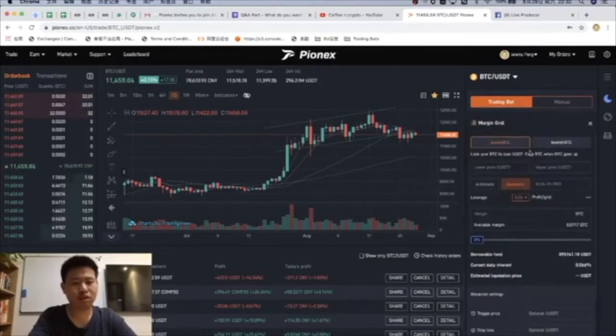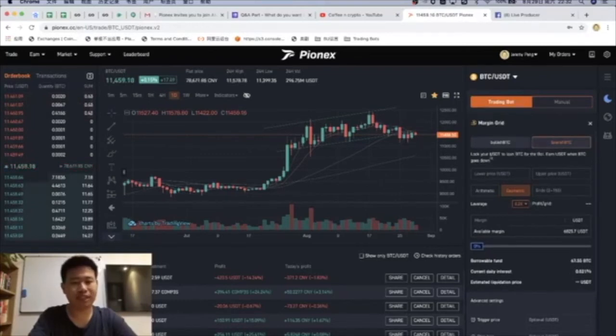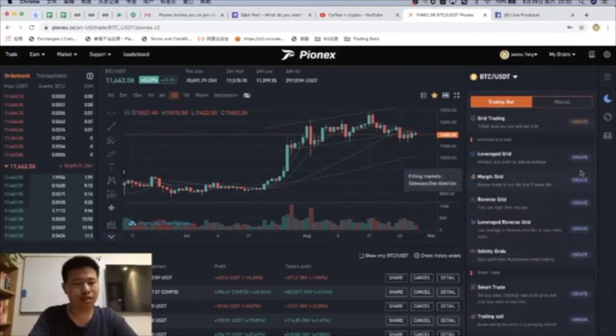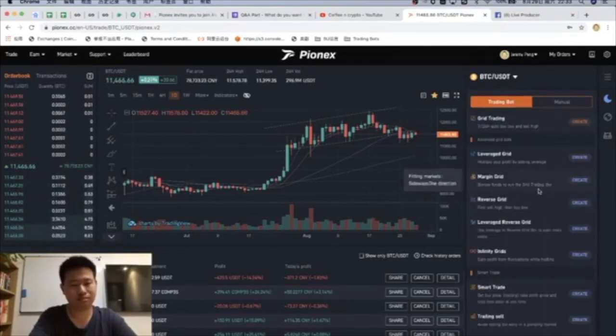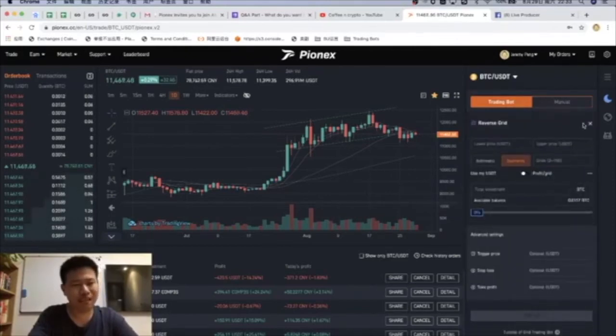But if you have chosen the margin grid bot and you want to be bearish on BTC, that means you invest 100 Tether as collateral to short BTC, and this Tether won't be used in the investment. That means the Tether you have invested is just collateral, and you just borrow BTC and sell them high and then buy them back low. Yes, so that's the difference. You can see that the highest leverage for the margin grid bot is 2 times, and the highest one for leverage grid is 3 times. So there's 1 time of difference. So that's the reason.